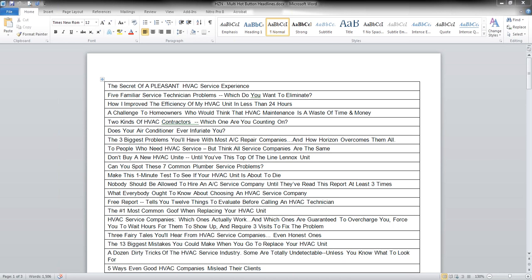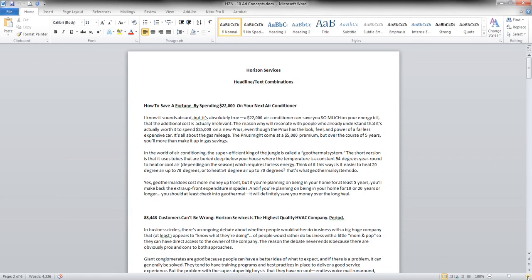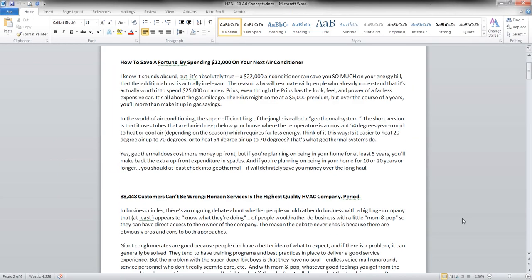But what I want to show you is what these look like when they're actually written into articles. So what we did is we sat down and we wrote, I think, 10 of these into articles. How to save a fortune by spending $22,000 on your next air conditioner. I know it sounds absurd, but it's absolutely true. A $22,000 air conditioner can save you so much on your energy bill that the additional cost is actually irrelevant. The reason why will resonate with people who already understand that it's actually worth it to spend $25,000 on a new Prius, even though the Prius has the look, feel, and power of a far less expensive car. It's all about the gas mileage.